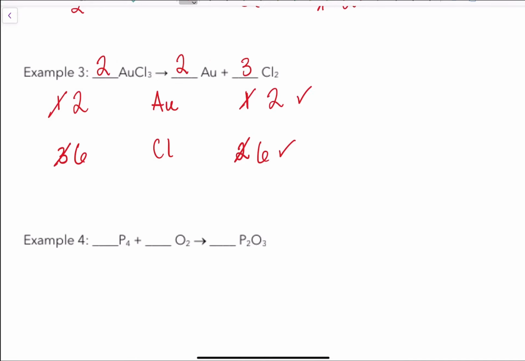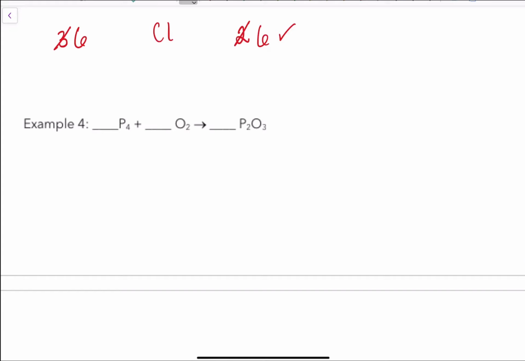Okay, and let's just recheck, make sure that's balanced. 2Au, 2Au, 2 times 3 is 6, 3 times 2 is 6. It is perfectly balanced. Okay, example number 4.